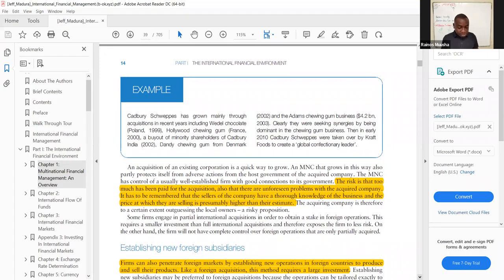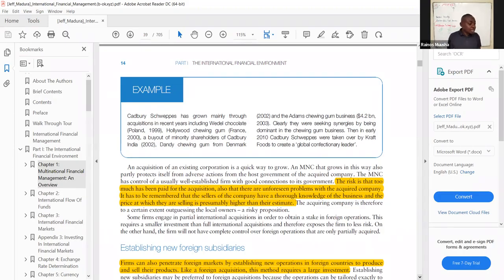When you look at acquiring an existing operation, for example, you have a South African company considering spreading its operations to Botswana. Instead of starting from scratch, they just go and buy a particular company. When they buy that company, it basically means that the company already has an existing market. It already has an existing footprint. That is basically what they are buying into.